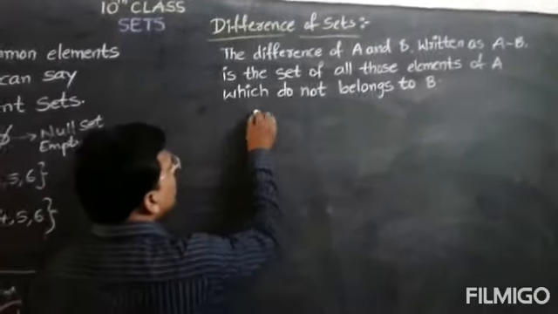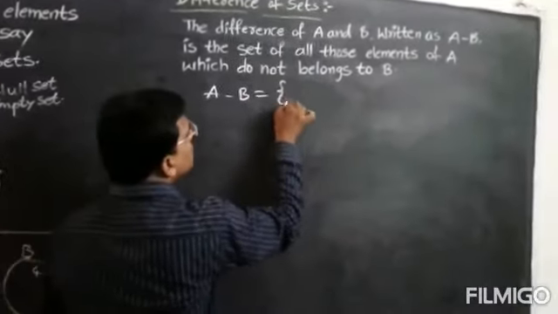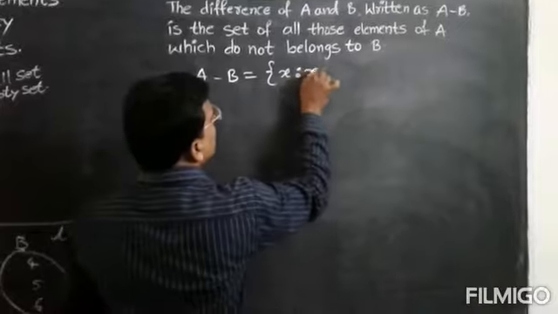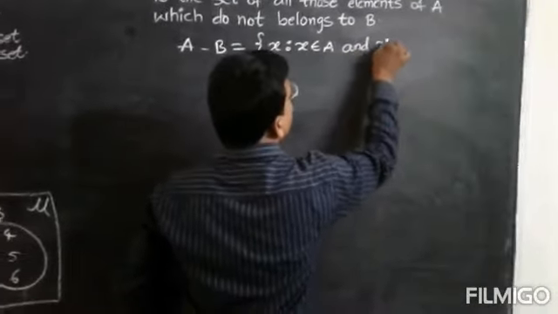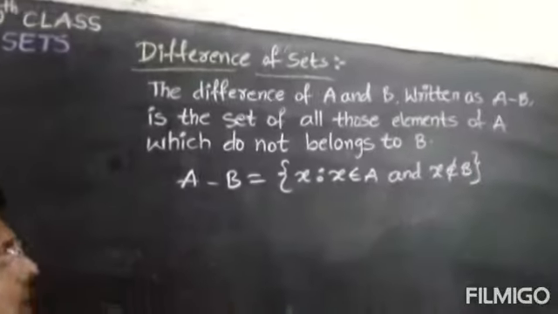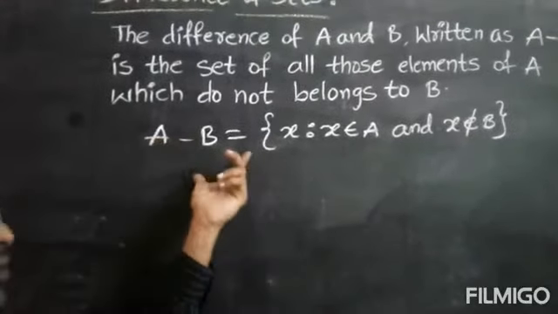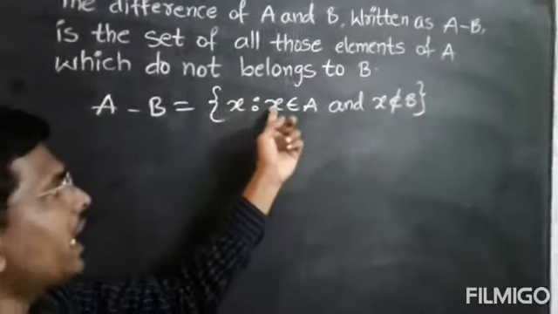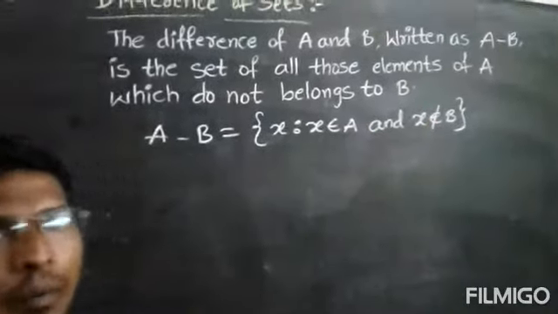For example, writing A minus B in set builder form: A minus B is equal to x such that x belongs to A and x does not belong to B.